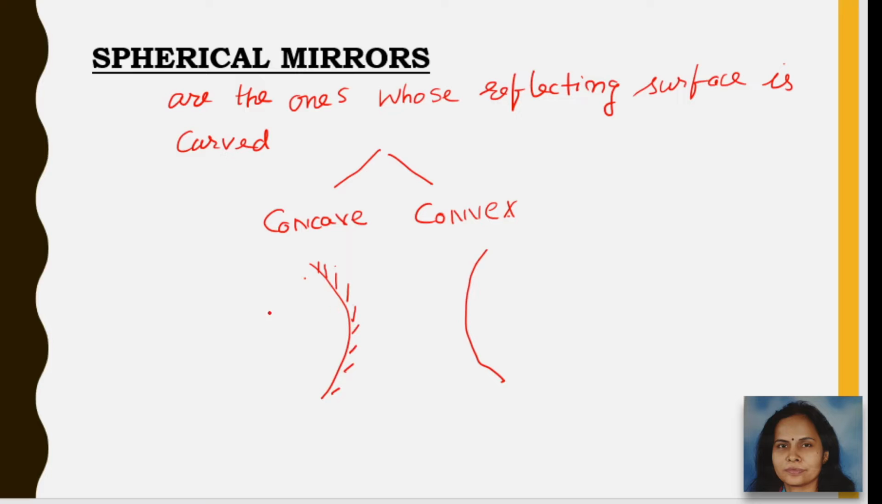Now the reflecting surface is curved inward. So this type of mirror is known as the concave mirror, and in case of convex mirror, the reflecting surface is curved outward. So this is the reflecting surface and I am putting the dashes on the non-reflecting surface. Now you can see the reflecting surface is outward.